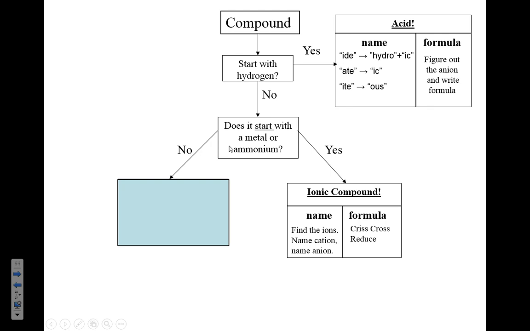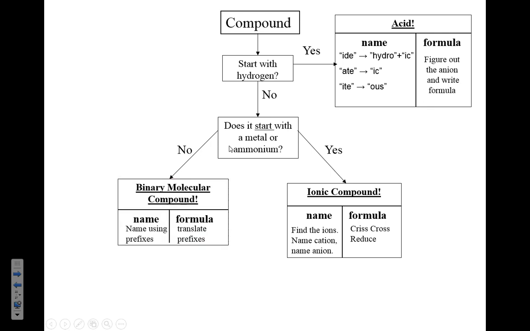Now, if it doesn't start with a metal or ammonium, then it's got to be a binary molecular compound. We name it using prefixes. Remember mono, di, tri, and so forth. The first one keeps its name. For the second one, we change the ending of the name to -ide. And then for formulas, it's just a straight translate, quick and easy. So if it says diphosphorus, that's P2. Pentoxide, that's O5. Those are really nice to see on the test because they're quick and easy as long as you know your prefixes.